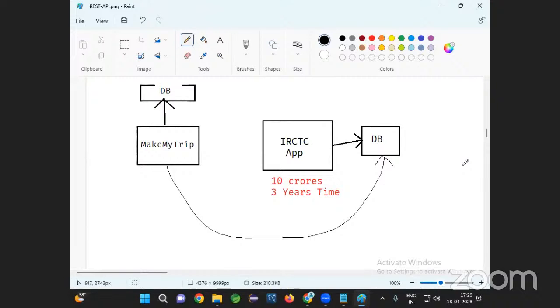IRCTC was developed by one company, that is a government project. Make My Trip is being developed by another company, that is a private company. So this private company cannot access the database of IRCTC. Suppose, for example, they get a contract from the IRCTC to book the tickets. They had a discussion with the central government: just give us the Indian Railway database, we can also provide the booking for the trains.